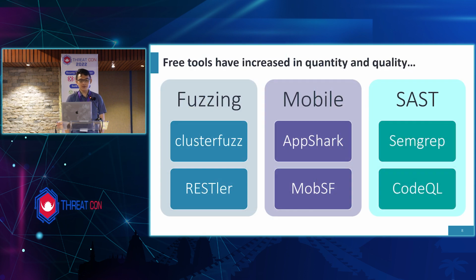And in the meantime, I think the free tools that are available for you have increased in quantity and quality. A lot of the big tech companies out there, from Google, Microsoft, they're starting to release really interesting tools, right? For fuzzing, you've got ClusterFuzz. Microsoft has RESTler, which is a REST API fuzzer. For mobile, ByteDance recently released AppShark, which focuses on taint tracking within Java and Android applications. Of course, you have MobSF, which is more of a SAST kind of tool. For SAST, you have Semgrep and CodeQL. These are kind of the more popular modern code scanner tools today.